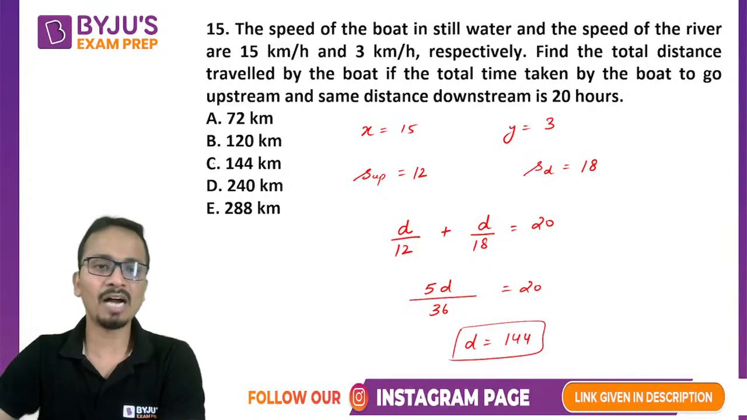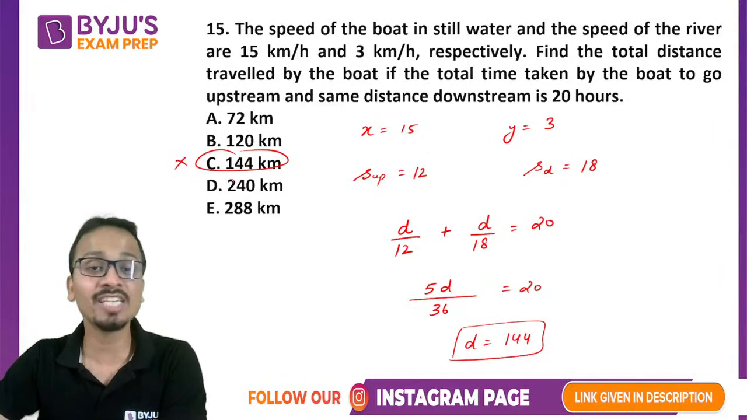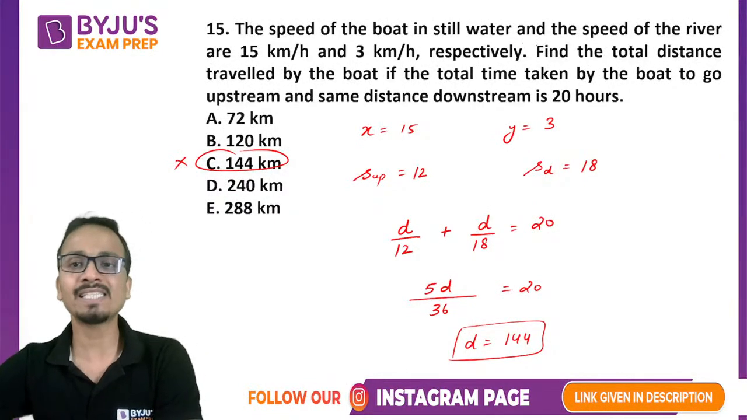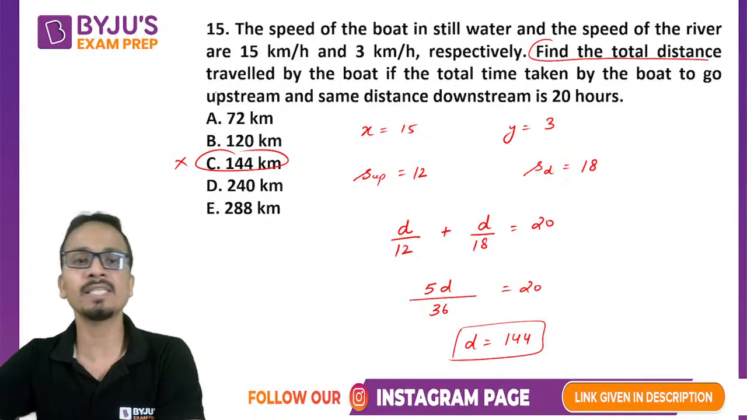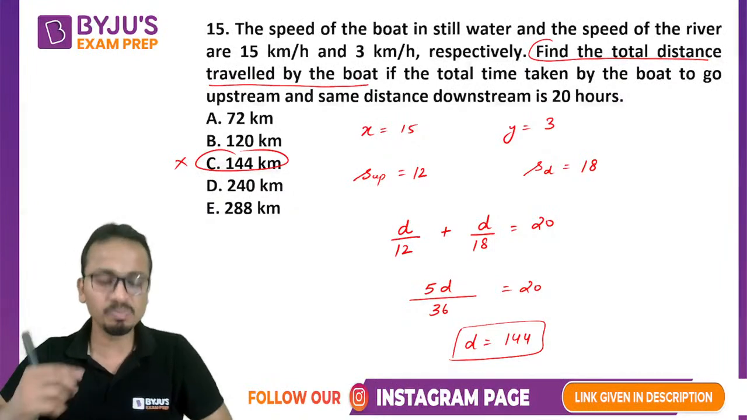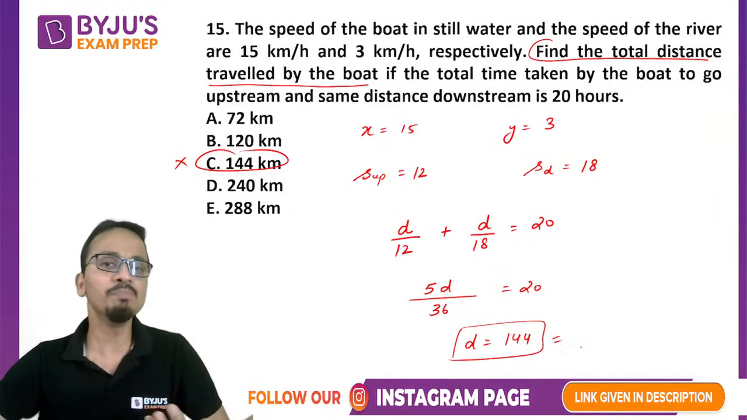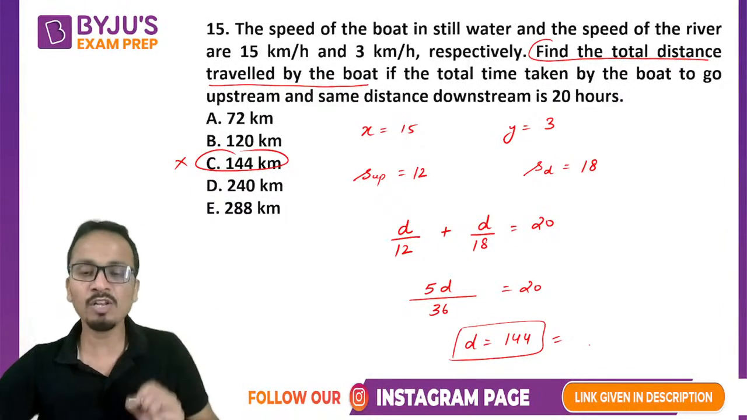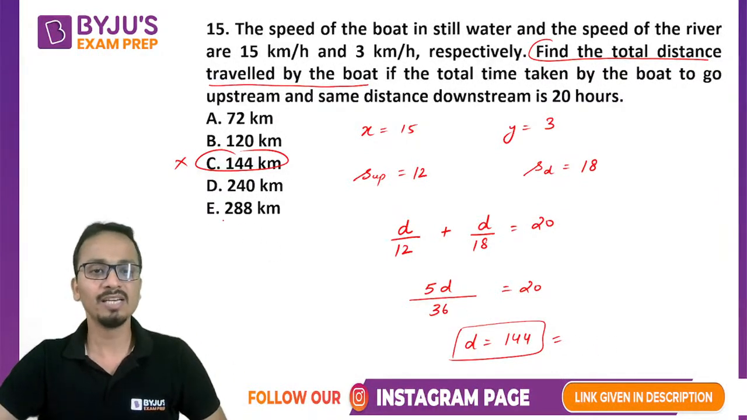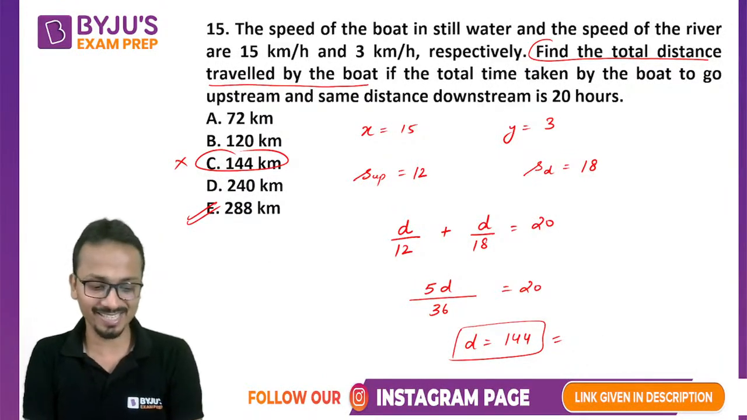And all of you have marked option C, which is an incorrect answer, a wrong answer. Now read the question's statement carefully. Find the total distance traveled by the boat. Total distance means upstream as well as downstream. Now d is the distance upstream or the distance downstream. So what will be the total distance traveled by the boat? It will be 144 plus 144, and the correct answer is option E, that is 288.